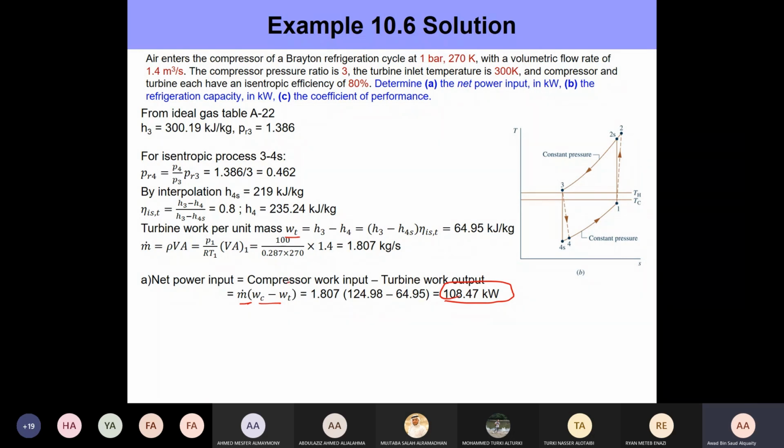Now for the refrigeration capacity, well, it's simply mass flow rate times H1 minus H4. Okay, that's the reason we wanted to determine H4 as well. So we have H1, we calculated H4. The mass flow rate also something we calculated here. So this comes out to be 63 kilowatt. So these are relatively large numbers, right? This is a reasonably large cooling capacity.